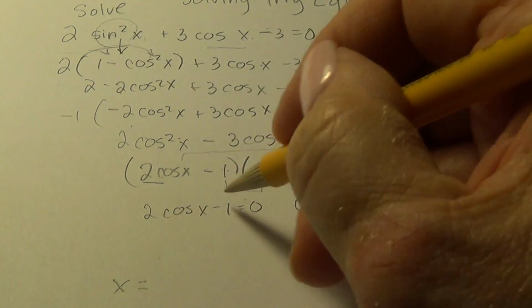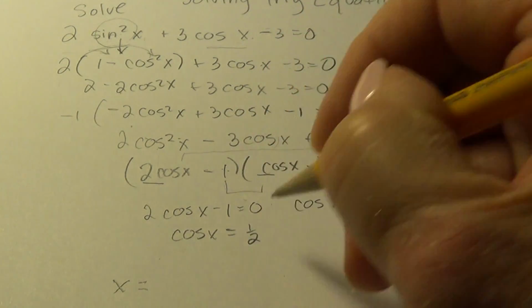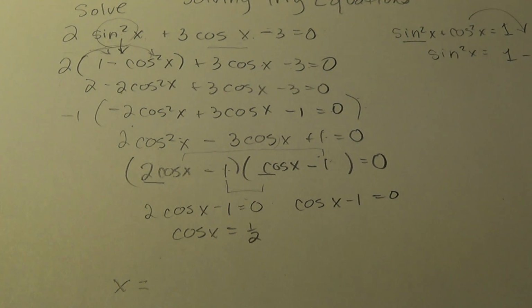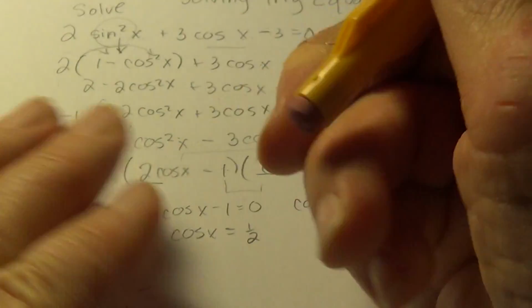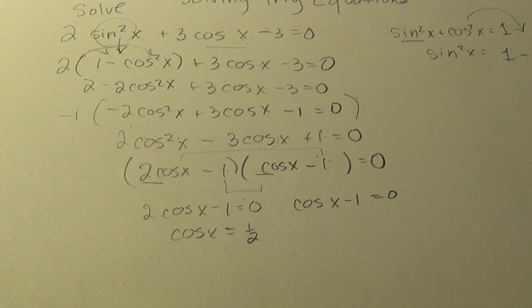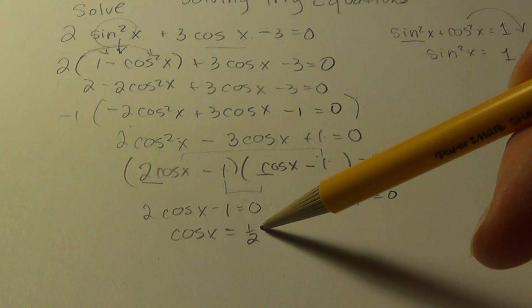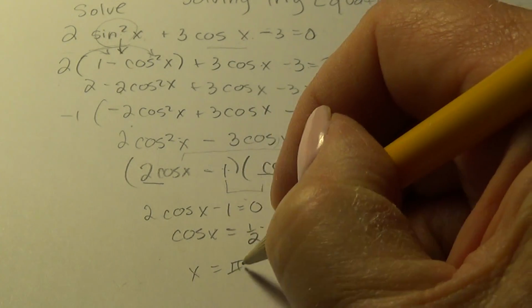The 1 comes over and divide by 2, so we get cosine of x equals 1/2. Now notice in the very beginning of the problem, I didn't give any restrictions for the answer, so we're going to look for all the infinite number of answers. So where on the unit circle is there an angle that has the cosine, which is the first coordinate, of 1/2? And it turns out that happens at pi over 3.